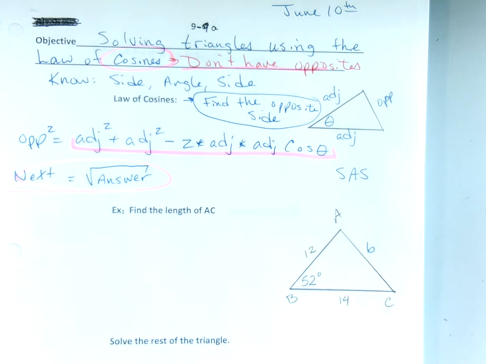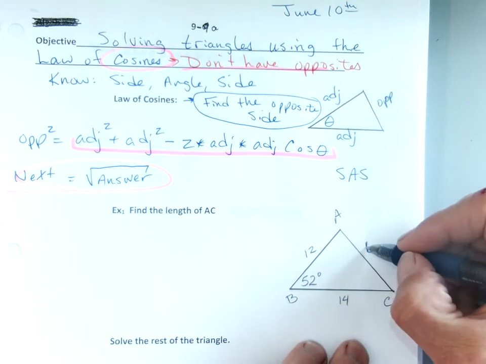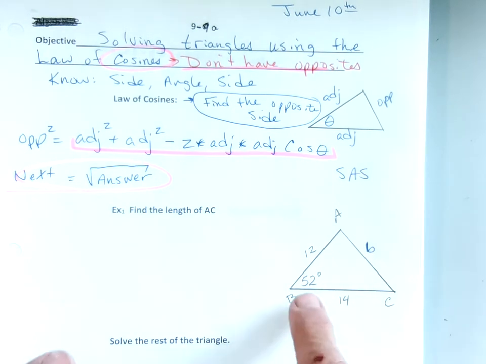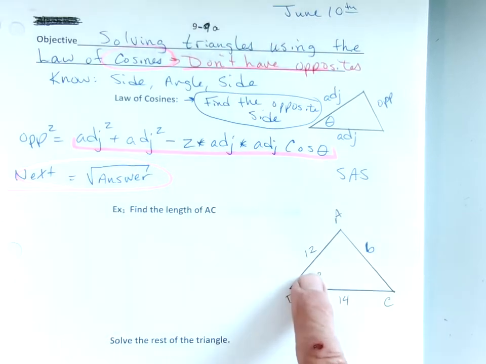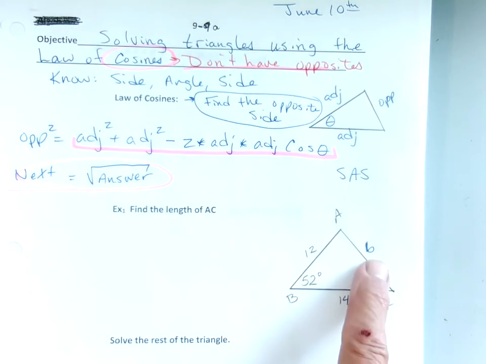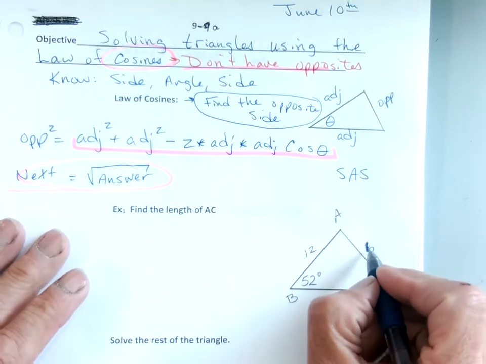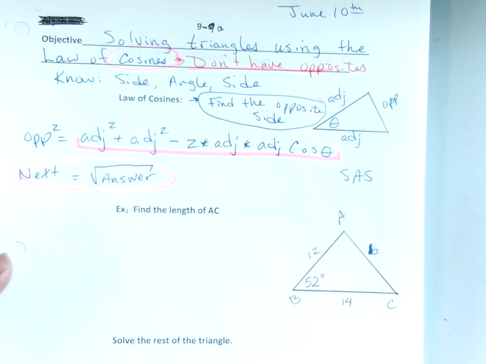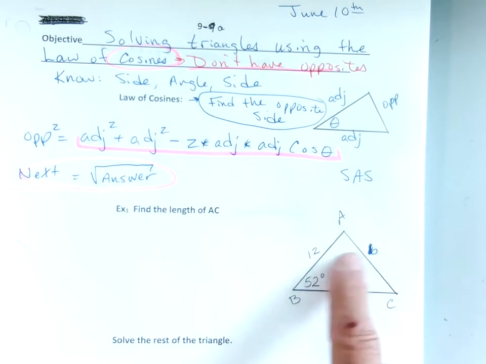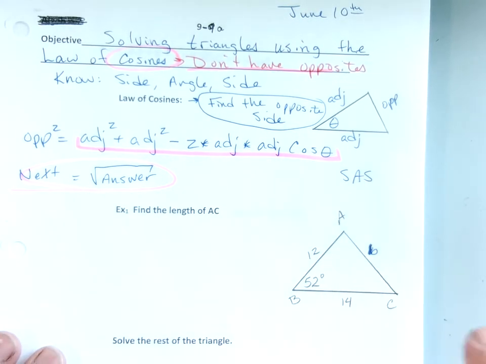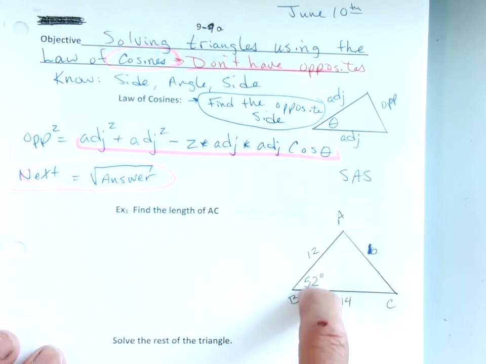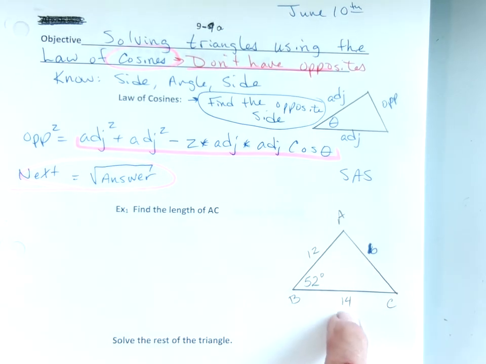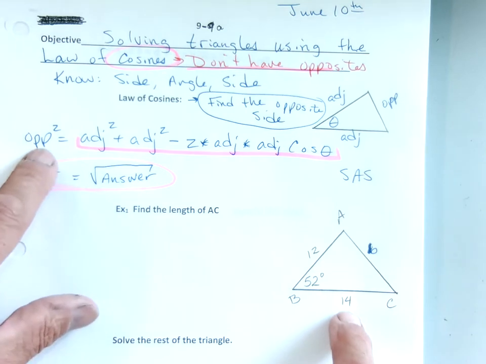I like opposites because the nice thing about opposites is that I can use the law of sines, but there's no opposites here. 52, that's a B. It looks like a 6, but that's a B. We do not have a pair of opposites at all, but what I do have is side, angle, side. I have a side, an angle, and a side. So I can't use the law of sines, but I can use the law of cosines. Well, all right, let's figure it out.